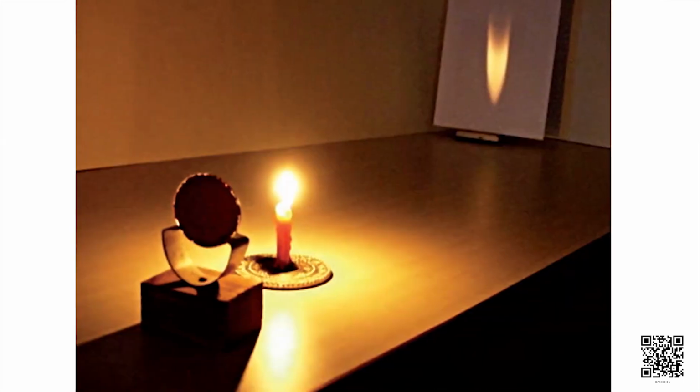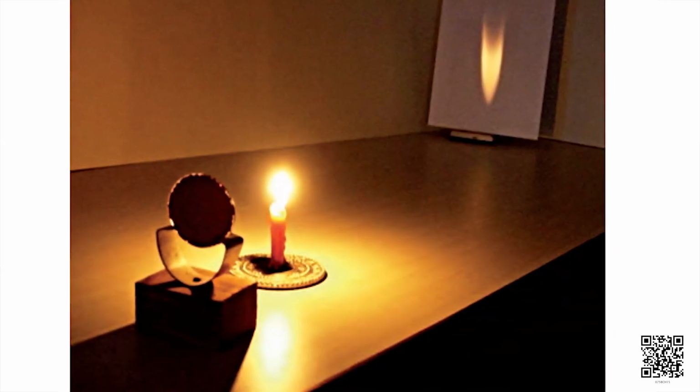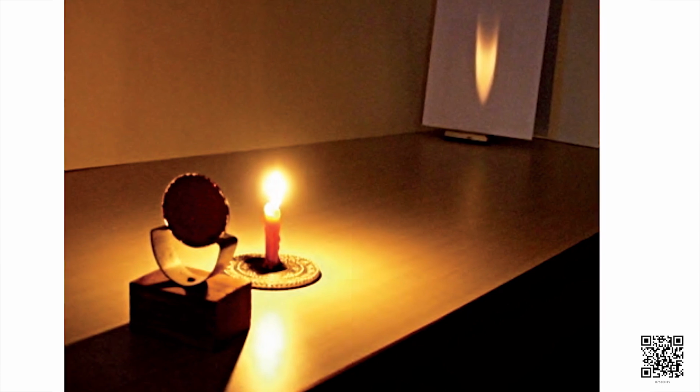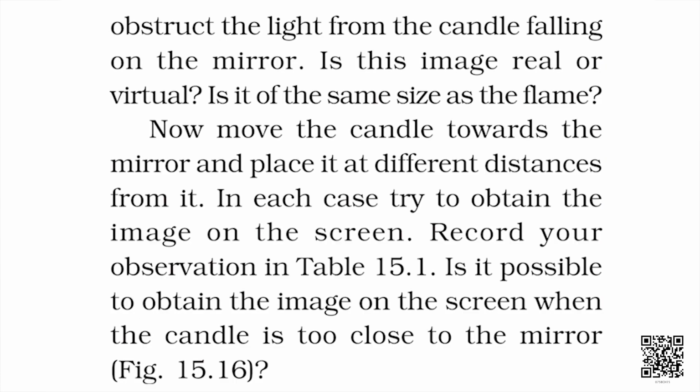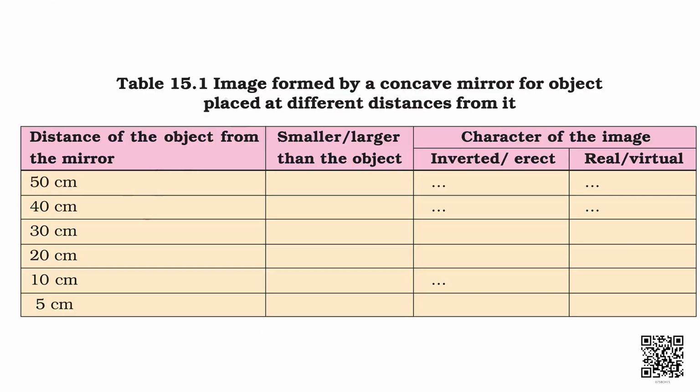For this, we will move the screen till a sharp image of the flame is obtained. We will make sure that the screen does not obstruct the light from the candle falling on the mirror. Then we will see whether this image is real or virtual and whether it is of the same size as the flame or not. Now we will move the candle towards the mirror and place it at different distances from it. In each case, we will try to obtain the image on the screen and then we will record our observations in the table.